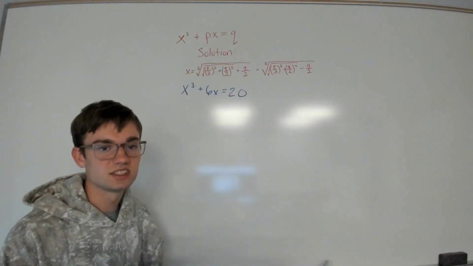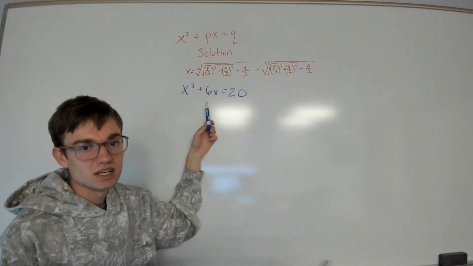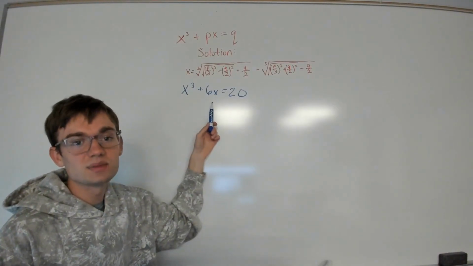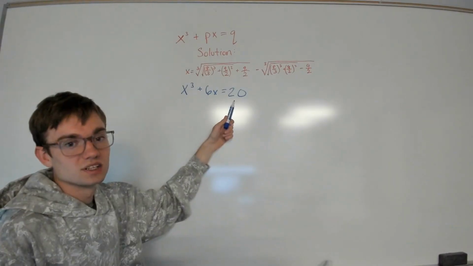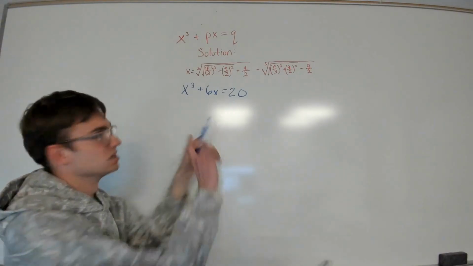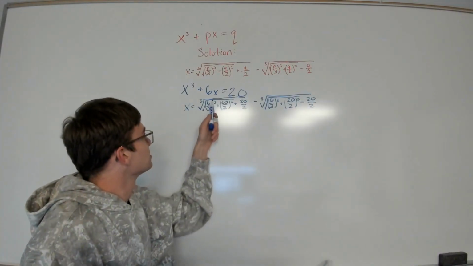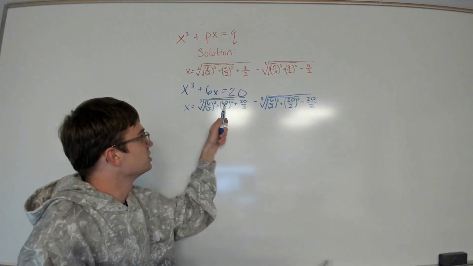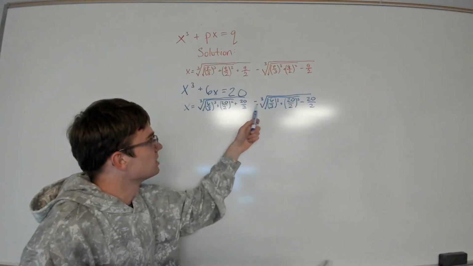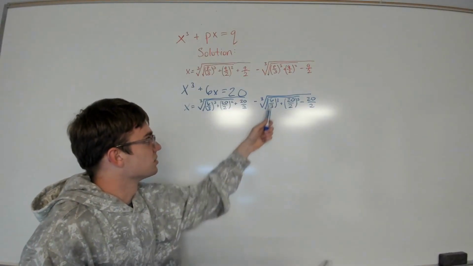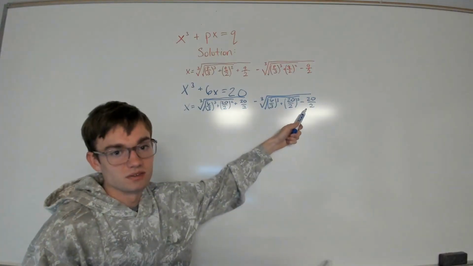The solution of the depressed cubic is this giant formula here. We will use it on this equation here, x cubed plus 6x equals 20, to demonstrate that it works. So, the 6 is our p, and the 20 is our q. Let's plug the numbers in. We have x equals the cube root of the square root of (6 over 3) cubed plus (20 over 2) squared plus 20 over 2 minus the cube root of the square root of (6 over 3) cubed plus (20 over 2) squared minus 20 over 2.